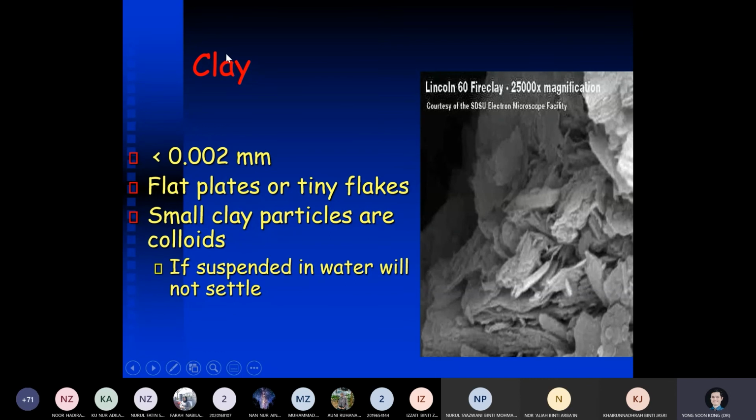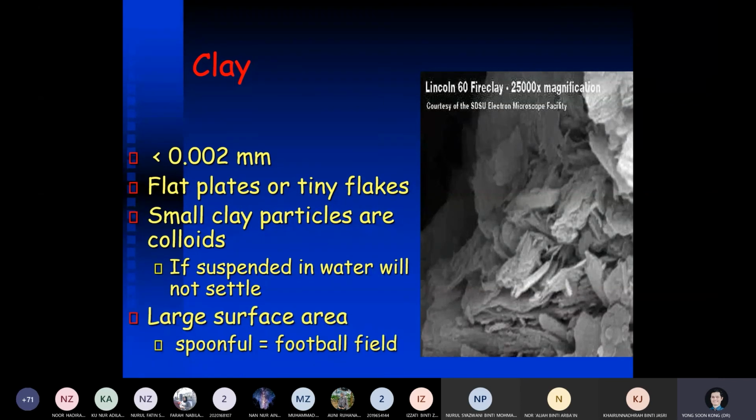However, clay is big. They mix well with water, but they don't dissolve. So they give you a milky mixture. We call it suspension, or sometimes you also call it colloids. So they have large surface area because they are very small.